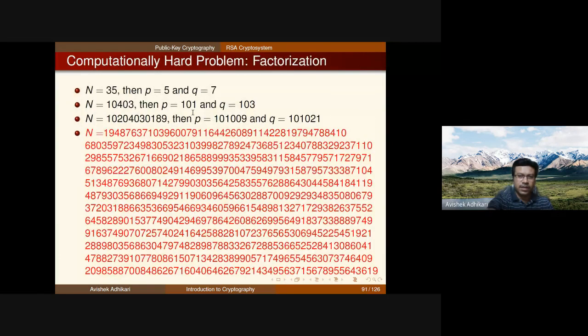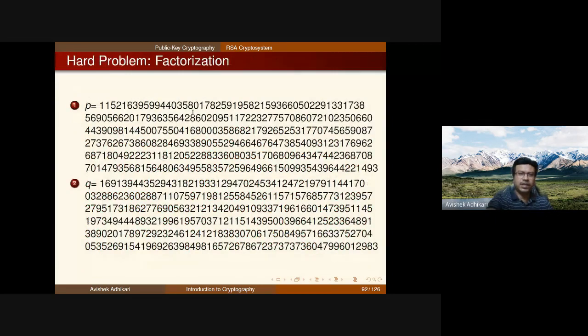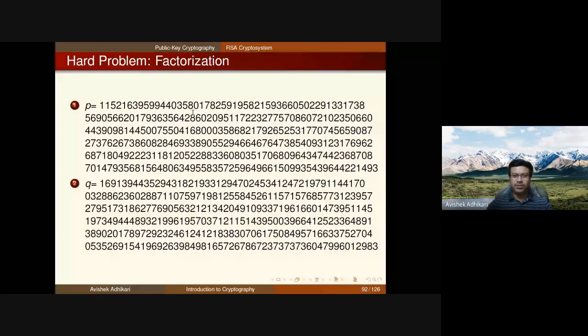But if I give you this number and ask you to give me back P and Q, you will be stuck. And not only you: if you do it on your small computer, it will also be stuck. You may think, okay, my hard disk or the specification of my mobile, laptop or desktop is not that good, so why not try with a supercomputer? You'll also be surprised to know that it will not be possible even for a supercomputer to factor this very quickly.